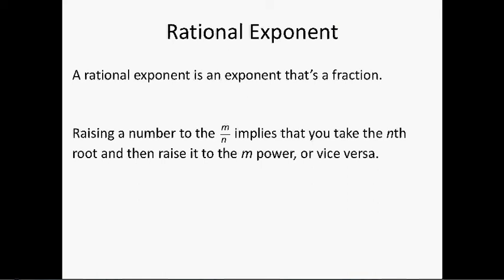So I kind of implied this in the last examples, but a rational exponent is an exponent that's a fraction. Just like I did with the fourth root, I made it into the 1/4 power. So if you're raising a number to the m over n power, it implies that you're taking the nth root and then raising it to the mth power. Or you can do it the other way, vice versa, where you're doing the mth power, then taking the nth root. My advice is take the root first.